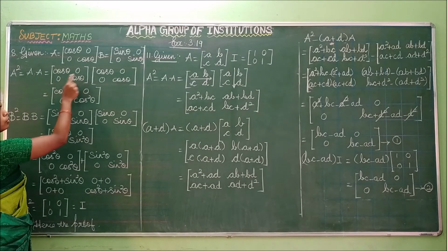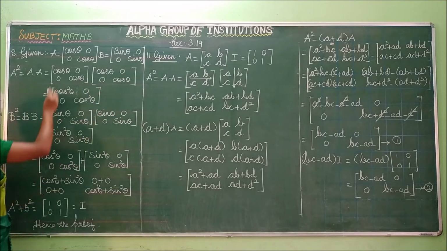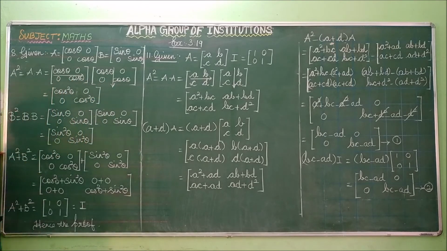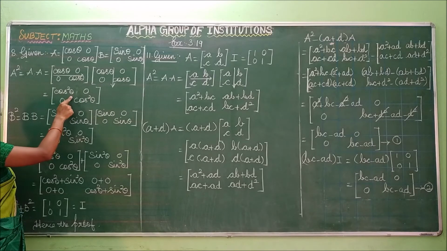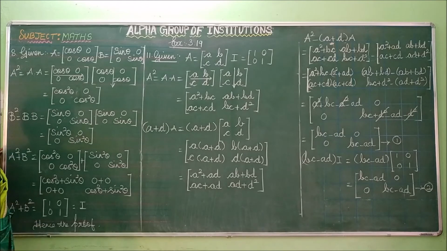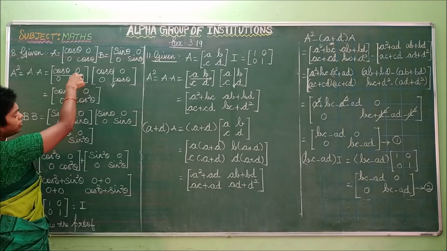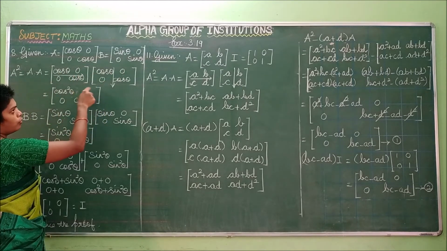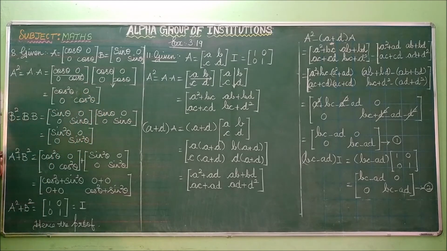[cos theta, 0; 0, cos theta] times [cos theta, 0; 0, cos theta]. So here also first row into first column. Here what is our first row? Cos theta into cos theta is cos square theta plus 0 into 0 is 0. So I can simply write cos square theta. Then for the second value, first row into second column. 0 into cos theta is 0 plus 0 into cos theta also 0. So finally I can take 0 only.